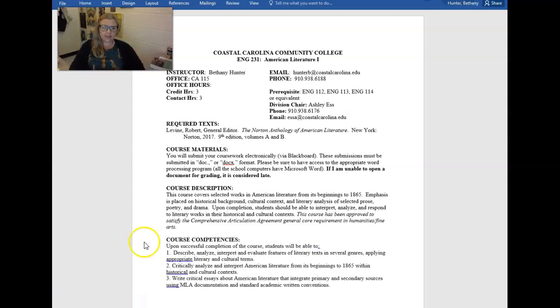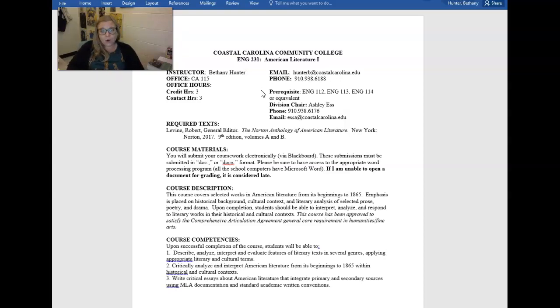I think I've already told you this, but we have all of our information here. Required text. I already showed you this, but there it is again. Course materials: basically I need you to have Microsoft Office. There's a free version of Microsoft Office on Coastal's portal, and you can get it for free. I did it at home, and it works on my computer, so I think that's the best option. Don't waste your money buying anything, because you can just get it.